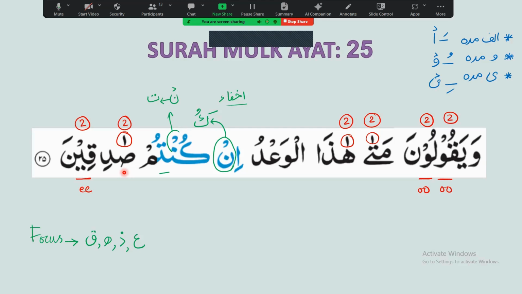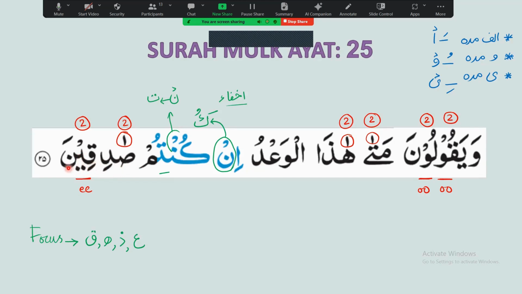This is not the light sa sound. This is the heavy sound of sad. Sa, again we are stretching here for two counts because this has a standing straight line on it. So we say sadiqeen. Dal again, just like here, du. This is di and qeen. The qaf letter, the heavy one, qi. Right, and stretching again for two counts because of the ya madda here.